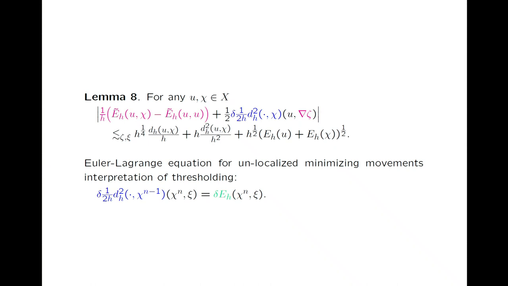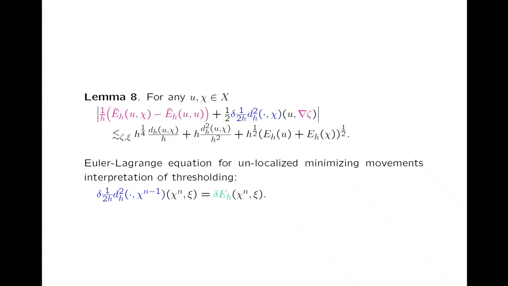Well, in a certain sense, all we have to use is the Euler-Lagrange equation for this original variational principle, for the original minimizing movement scheme for thresholding. So the fact that thresholding satisfies this non-localized minimizing movement scheme, which we proved in lemma 2. Just taking the Euler-Lagrange equation, using the fact that it's stationary, we get this relationship. I forgot a minus sign here. The first variation of the metric term in direction of some arbitrary vector field psi is equal to minus times the first variation of the non-localized energy functional.